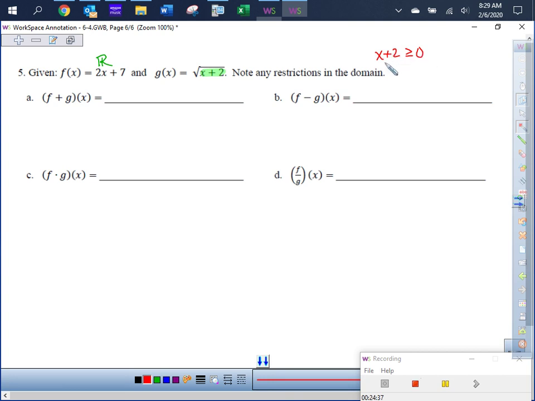Let's solve this for x. What's my move to solve this for x? Subtract 2 from both sides. Does the symbol switch if I subtract 2? So x has to be greater than or equal to -2. This is the restrictions in the domain. This is the invite list that can come over to the party. Any x that's greater than or equal to -2 is allowed. So that goes up here, x greater than or equal to -2.